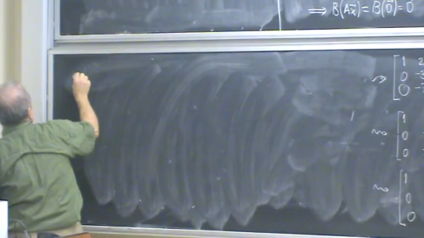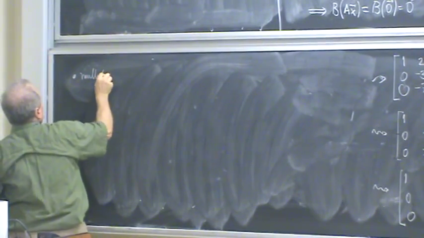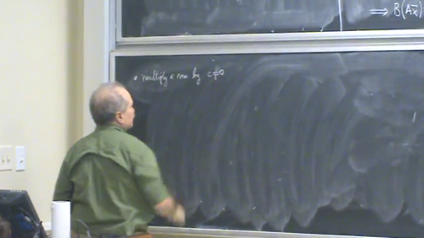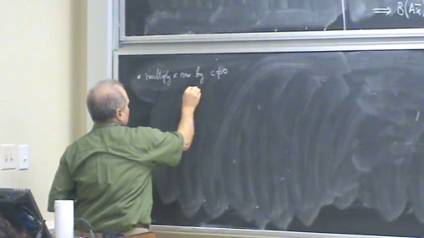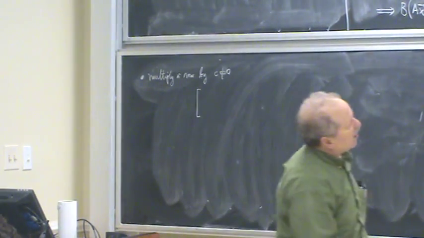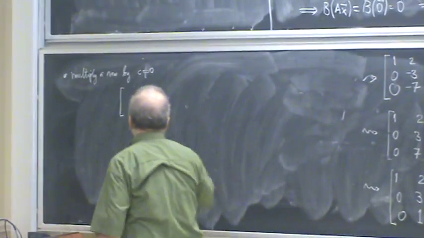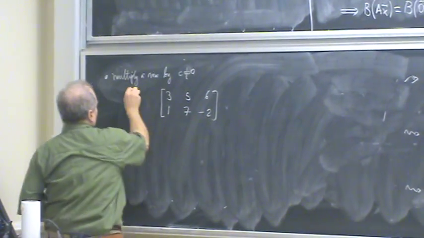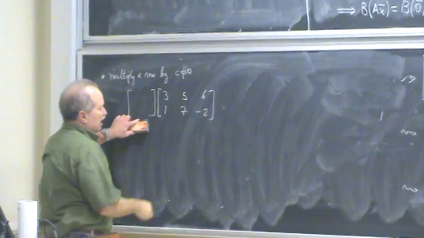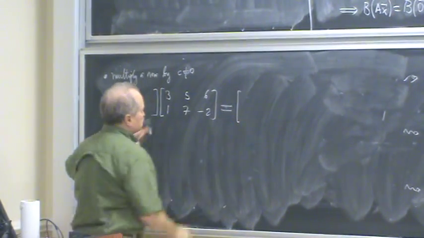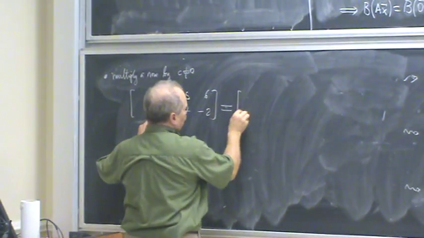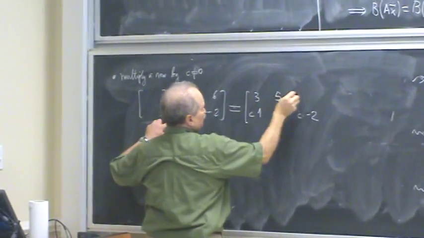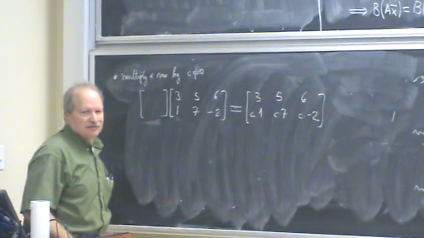All right. Row operation type 2. Multiply a row by a non-zero scalar, c. So I need my matrix back again: 3, 5, 6, 1, 7, -2. I want a mystery matrix that's going to give me c times the second row and leave the first row alone. 1, 0, 0, c. Yeah.